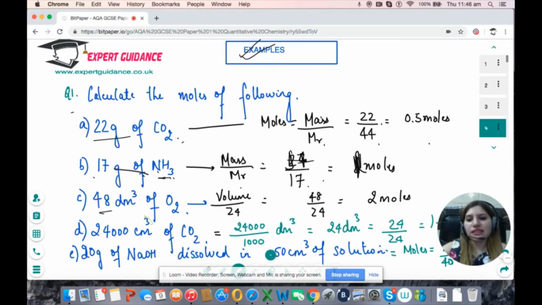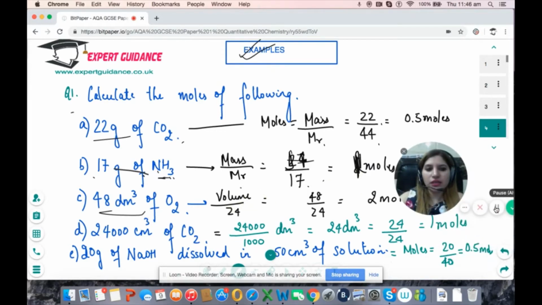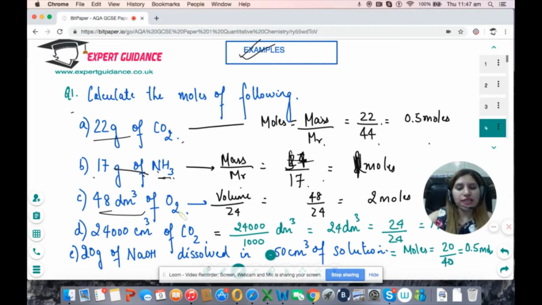48 decimeter cube of oxygen. For 48 decimeter cube of oxygen, if you remember, volume divided by 24 is moles. So 48 divided by 24 is 2 moles.